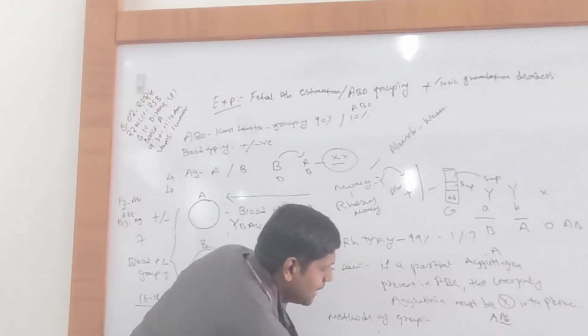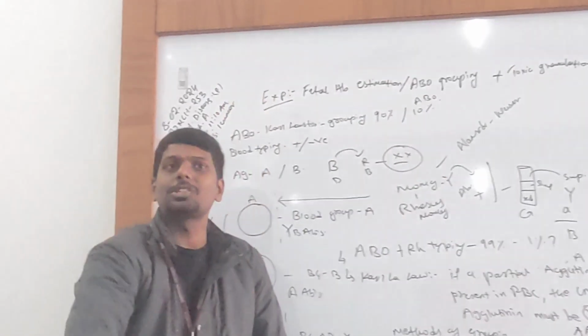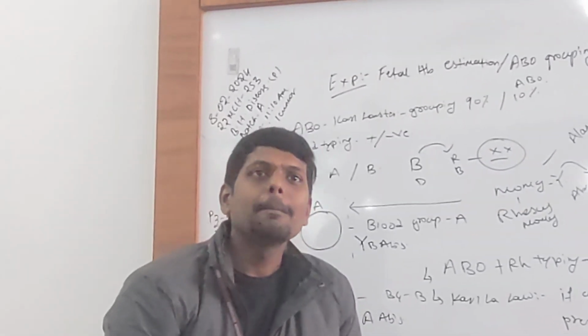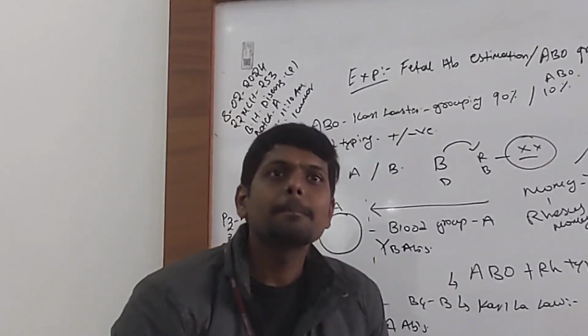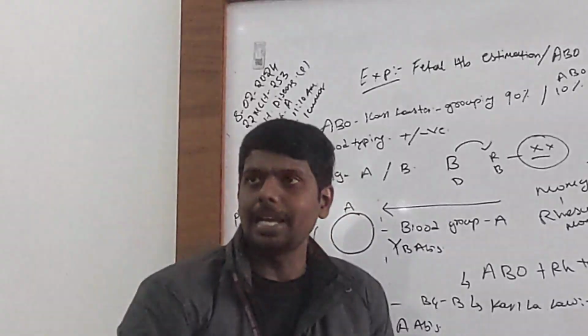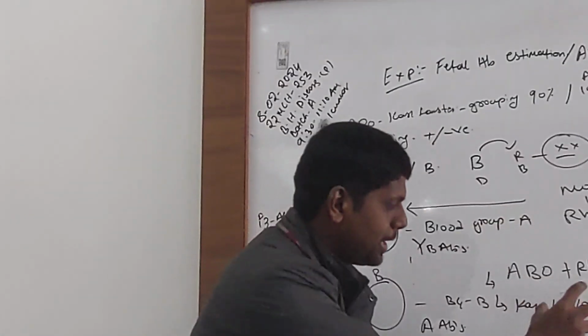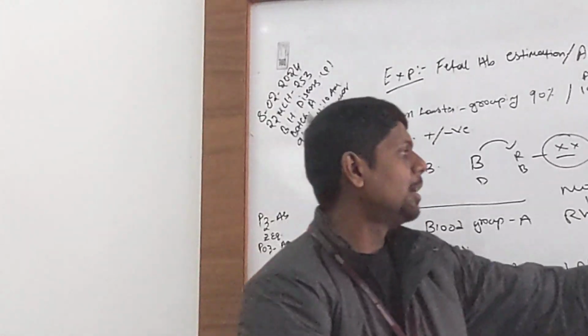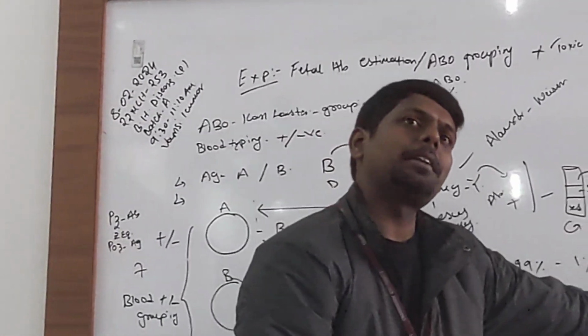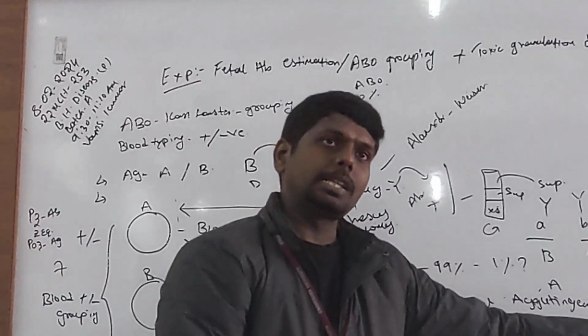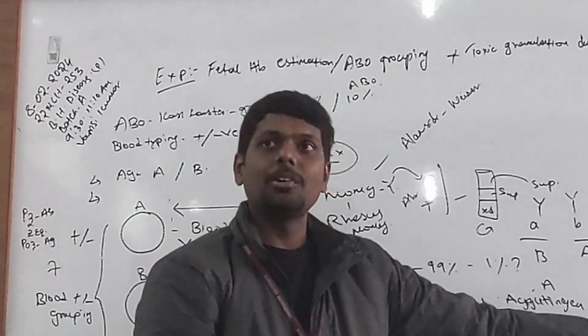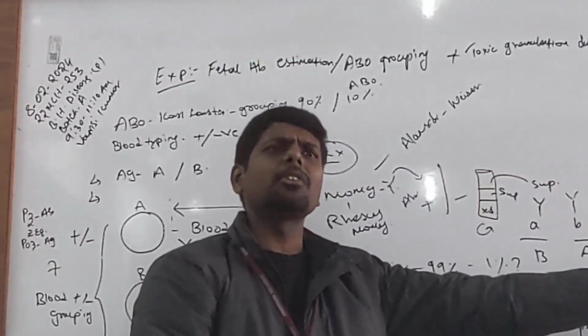I know Shobham is asking a question: why are we doing this reverse grouping? No, sir, I'm asking because we are doing it for cross matching. Yes, for cross matching. I hope you understood the concept of cross matching. If not, I will give a detailed explanation. My next question is, why are we detecting antibodies in the patient? We already know the antigen. Then why are we going with this?